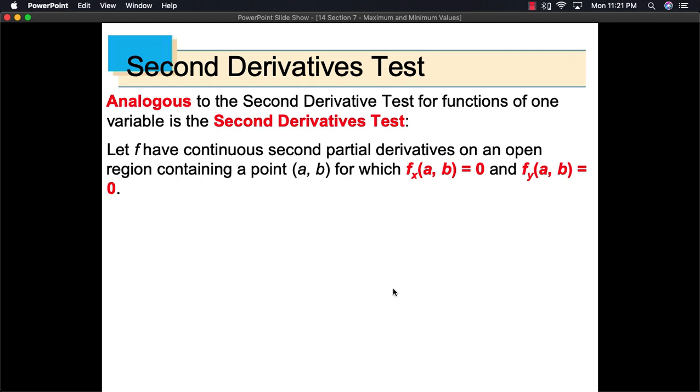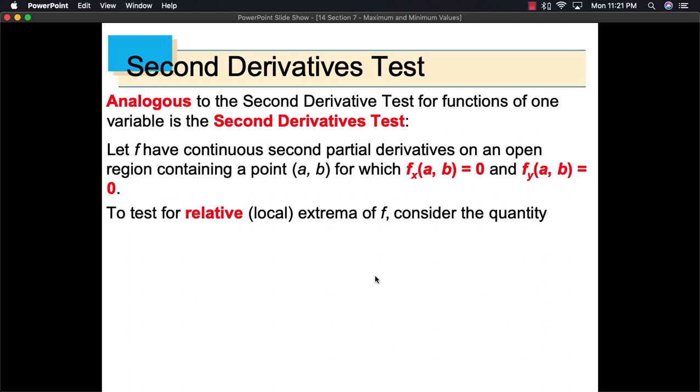Now, the first step in the second derivative test is we must start by taking the partial derivative with respect to x and the partial derivative with respect to y, setting them both equal to 0. Sorry, the format's a little off. Set them both equal to 0 and solve for them simultaneously. This is going to help us figure out what our critical point (a, b) is. And then we need to test the relative local extrema of f using this formula right here.